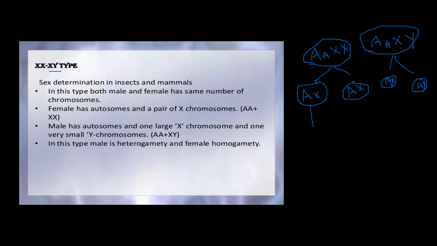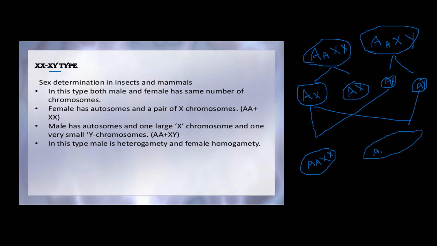And now if this AX egg is fertilized by the sperm carrying AX, then the offspring produced is AAXX. Now let us take the other case, that is AX and AY, then the offspring produced is AAXY.